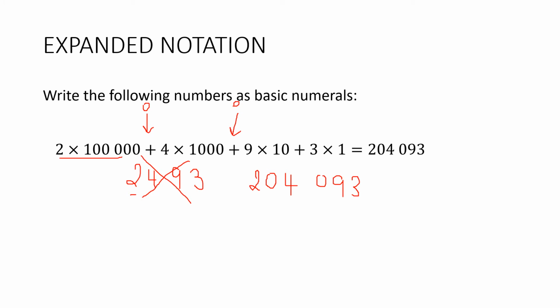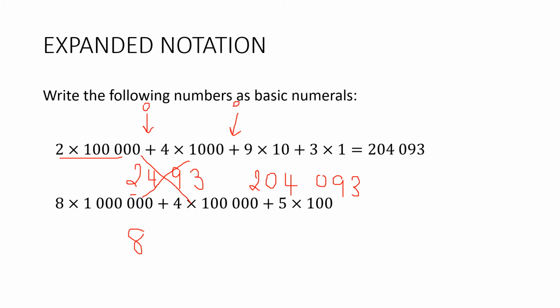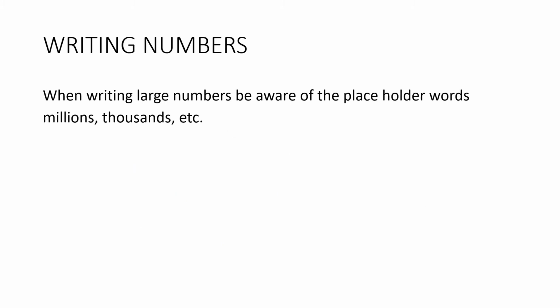204,093. Here's another one. We have 8 times a million. You can see we have 4 100,000s, we have no 10,000s, no thousands, we have 5 hundreds, no tens, and no units. So our answer is 8,400,500. And when we're writing large numbers, we need to be aware of the placeholder words like millions and thousands.